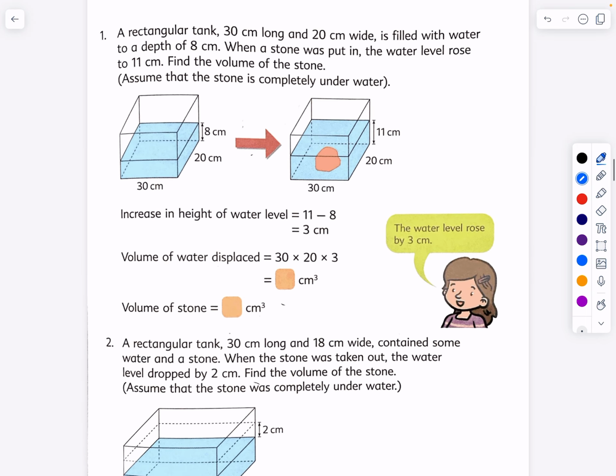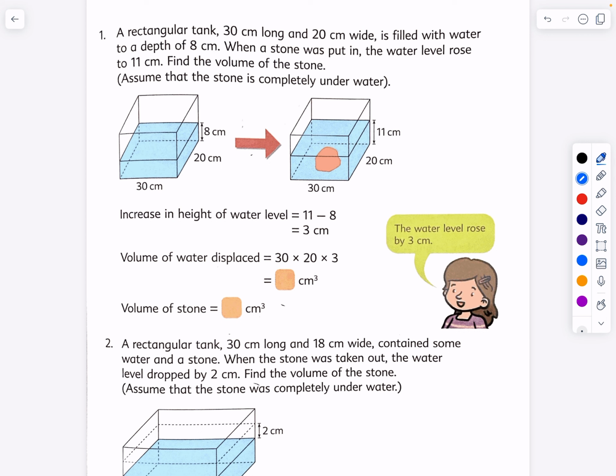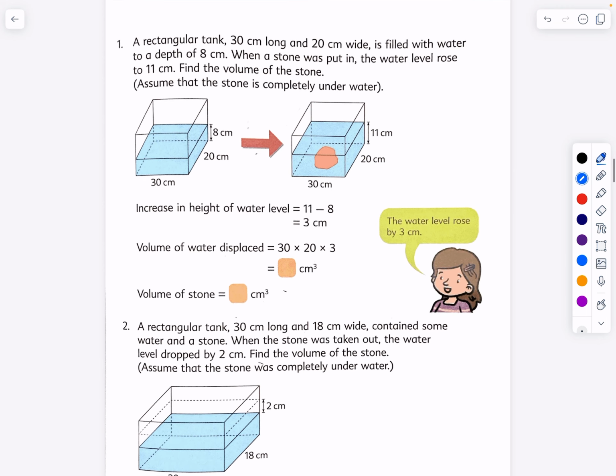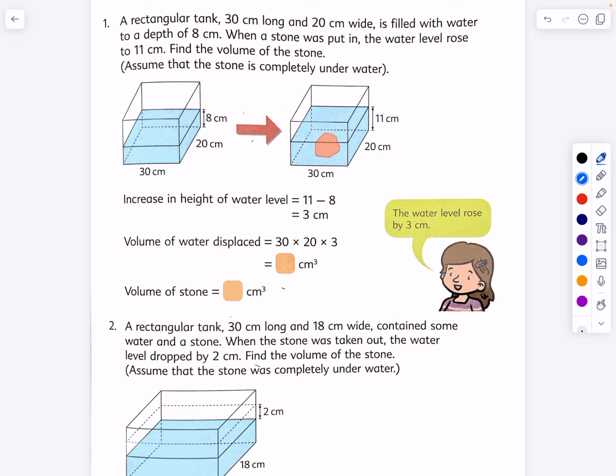Let's use this information to calculate the volume of objects placed in the water. Objects, they call them solids. Again, we're going to talk about a lot of fish tanks. A rectangular tank is 30 long by 20 wide. So length equals 30, width equals 20. Always label what is given. It is filled with water to a depth of 8 centimeters. Depth, height, we can use these terms interchangeably. The height of water is 8 centimeters.